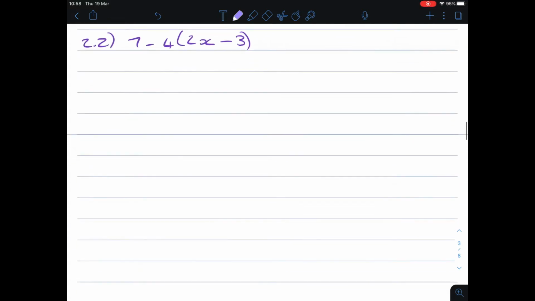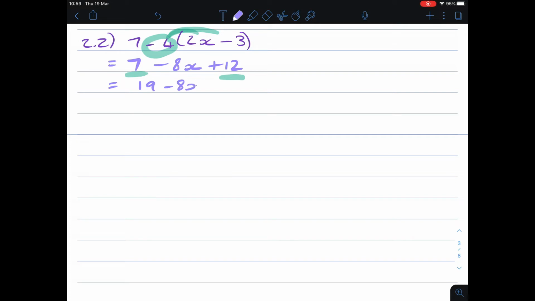For question 2.2, I need to distribute the negative 4 into the bracket. So I'm going to keep the 7. I'm going to carry it over. Then negative 4 times 2x is negative 8x, and negative 4 times negative 3 is positive 12. Again, I'm going to find my like terms, which are the numbers. So for my answer, I have 19 minus 8x.